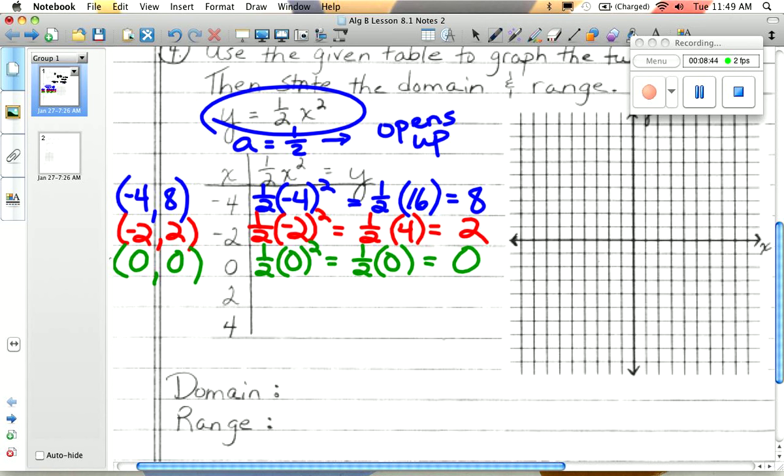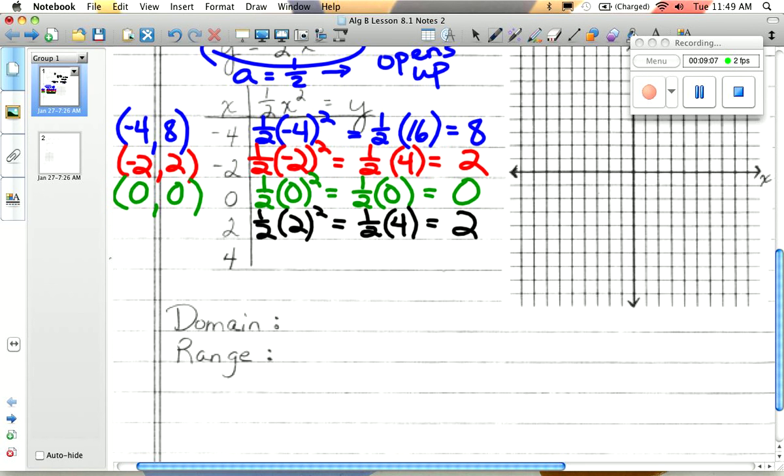Okay, and then now we will do +2. Squaring +2 is the same as squaring -2, isn't it? So +2 squared becomes 4, and then half of 4 is 2. So we have ordered pair +2, +2.